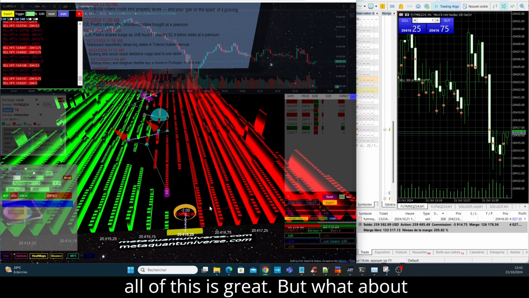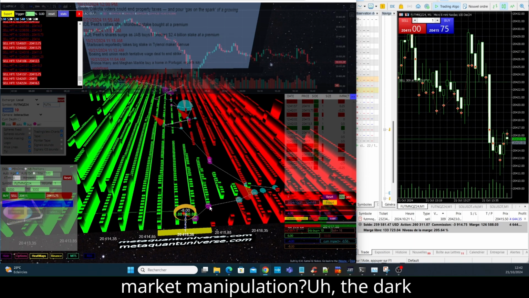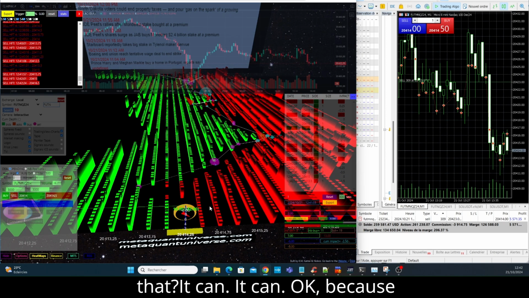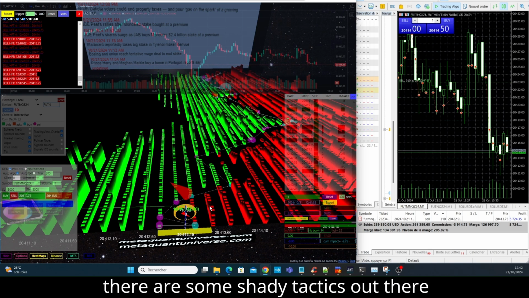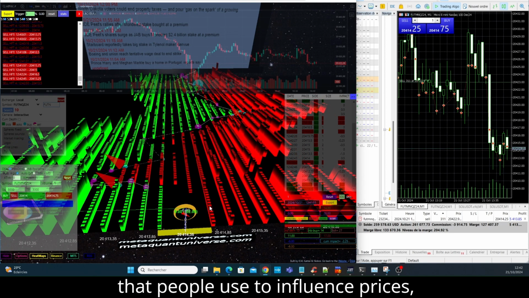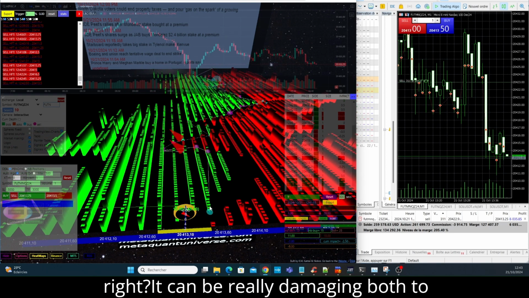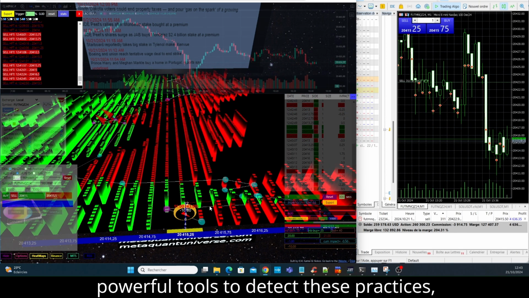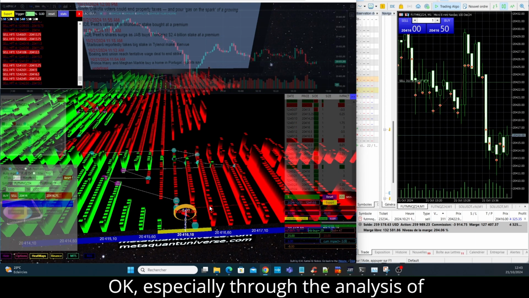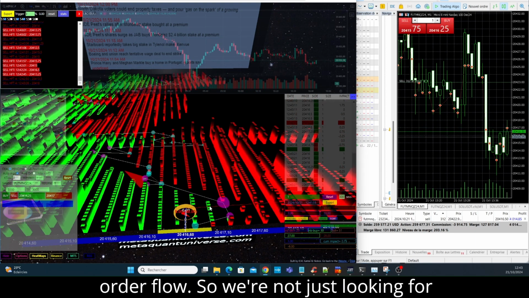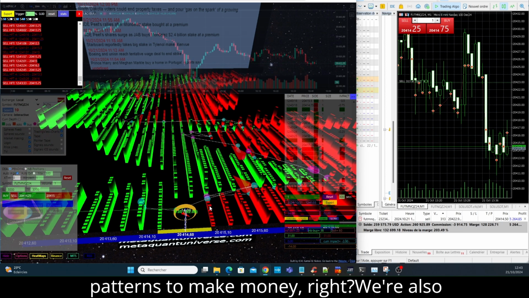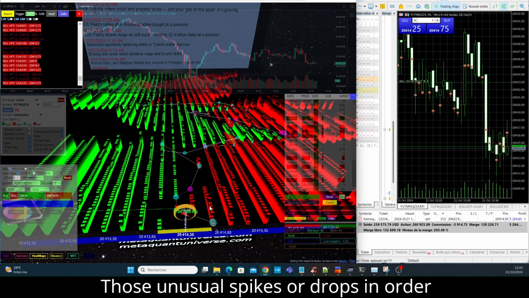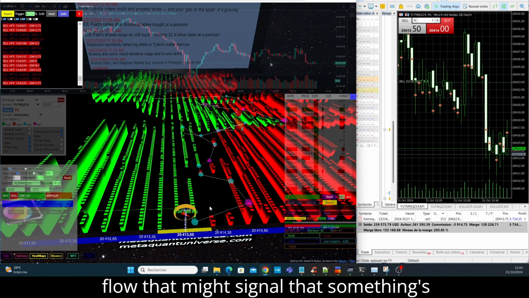Okay, all of this is great, but what about market manipulation? Ah, the dark side. Can MetaQuant 4D help us spot that? It can, because there are some shady tactics out there that people use to influence prices. It can be really damaging, both to individual traders and to the market itself. But MetaQuant 4D has some powerful tools to detect these practices, especially through the analysis of order flow. So we're not just looking for patterns to make money. We're also looking for red flags. Exactly. Those unusual spikes or drops in order flow that might signal that something's off.